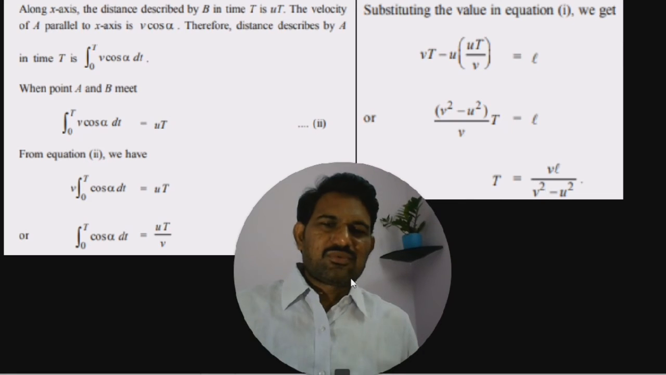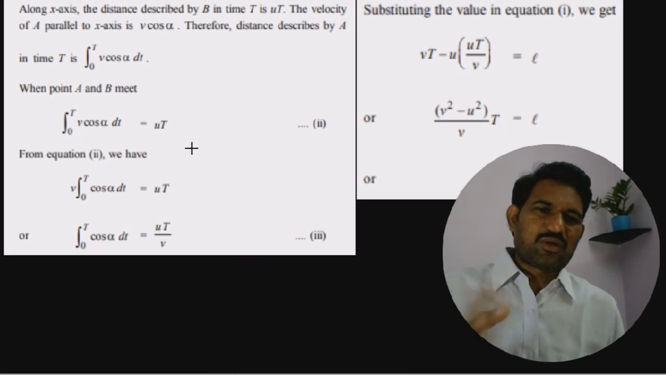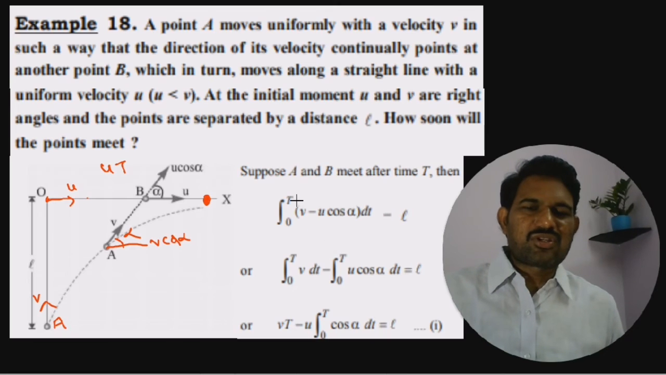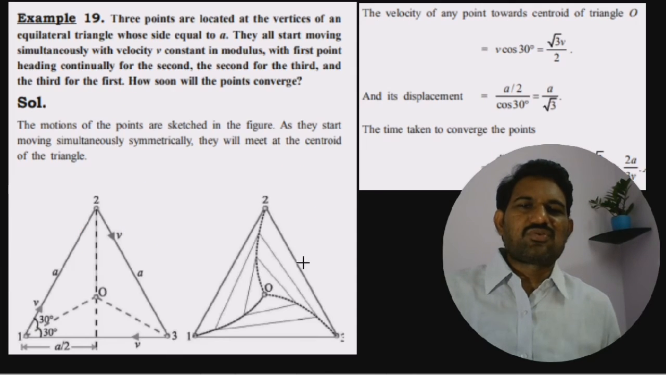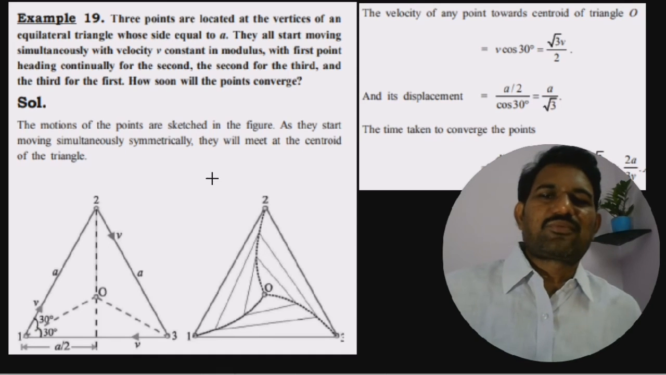So those two equations: one is we are finding the displacement along the x-axis for both the particles and we are equating them, that is one equation. And we are finding the distance travelled along the line joining those two particles. So that is another equation we are writing. Just by using those two equations you can solve this problem, right? And now let us see this type of problem. These are also important models.